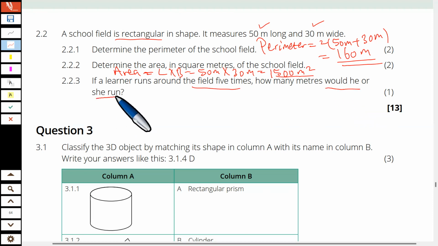Right, obviously, if a learner runs around the field 5 times, how many meters would he or she run? 1 mark. What do you think? So you have 1 minute to try that one. Let me know what you think. Is it 800 meters?